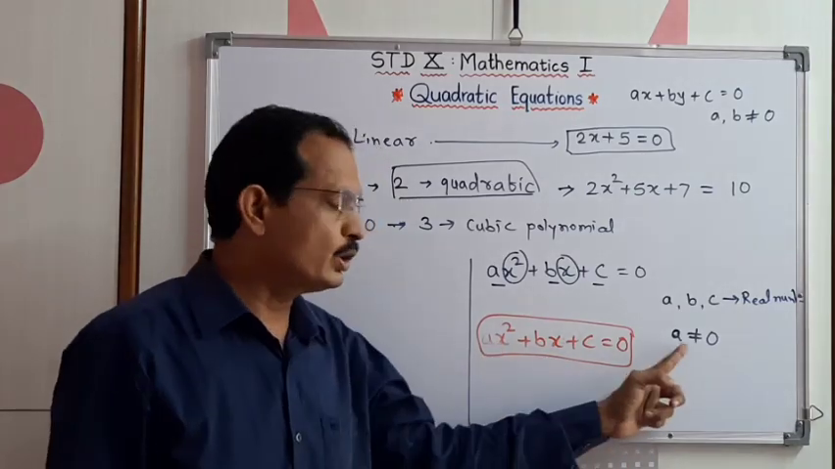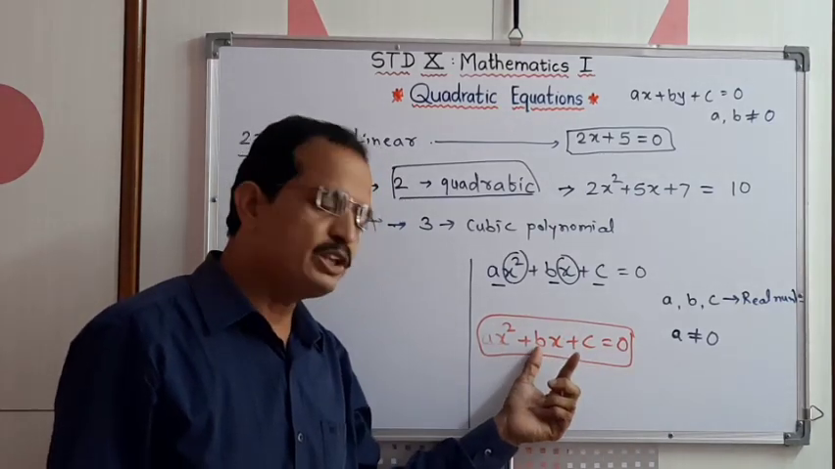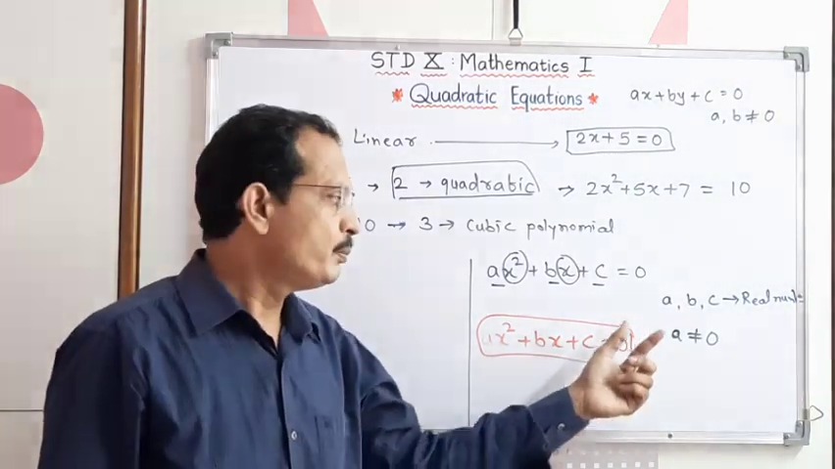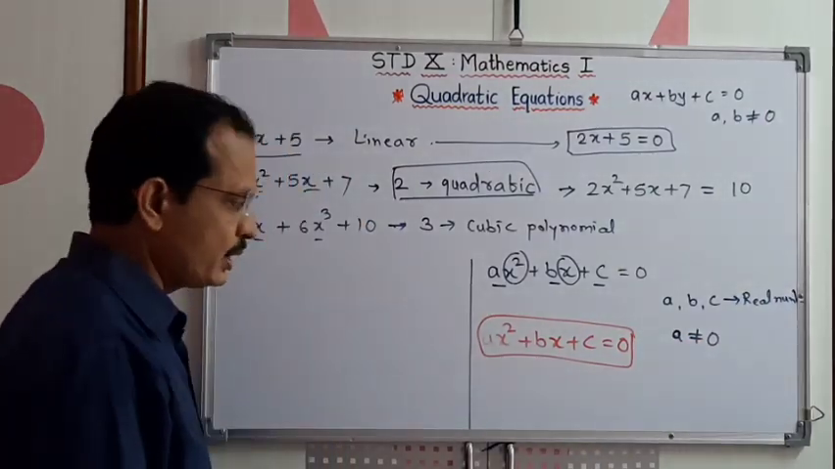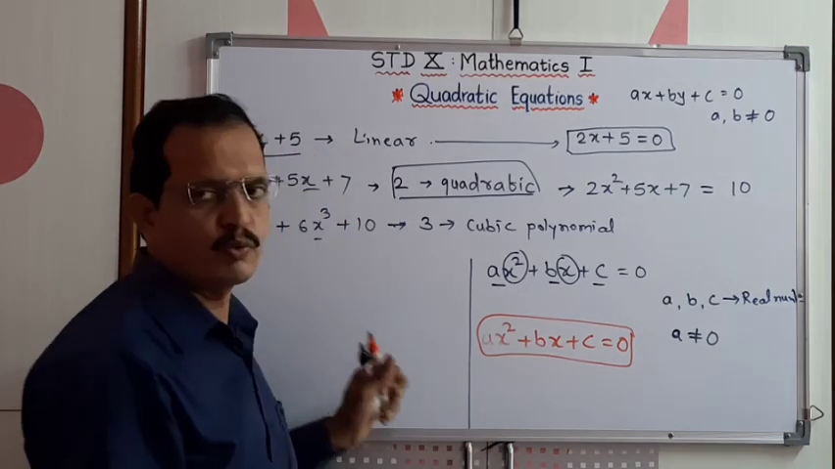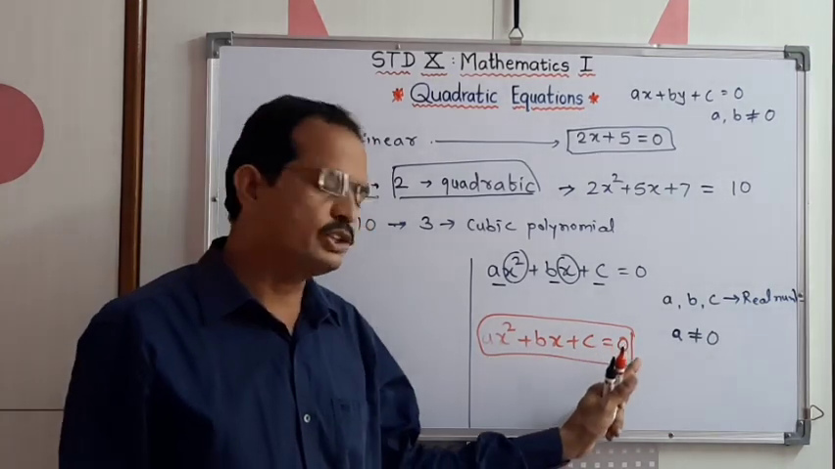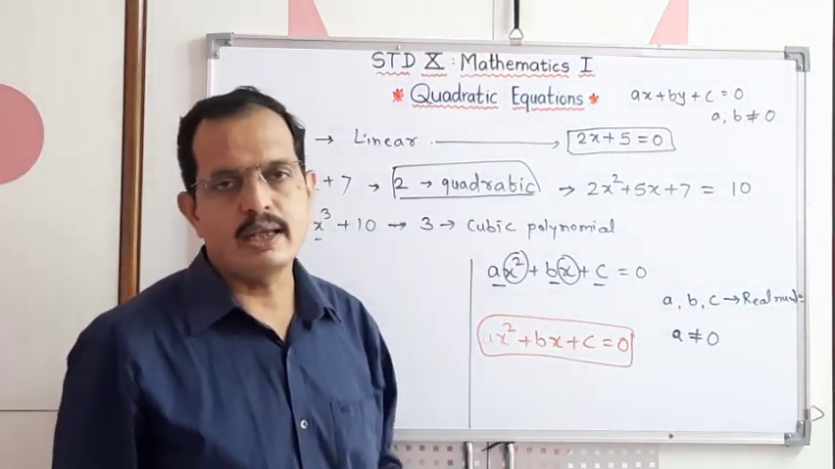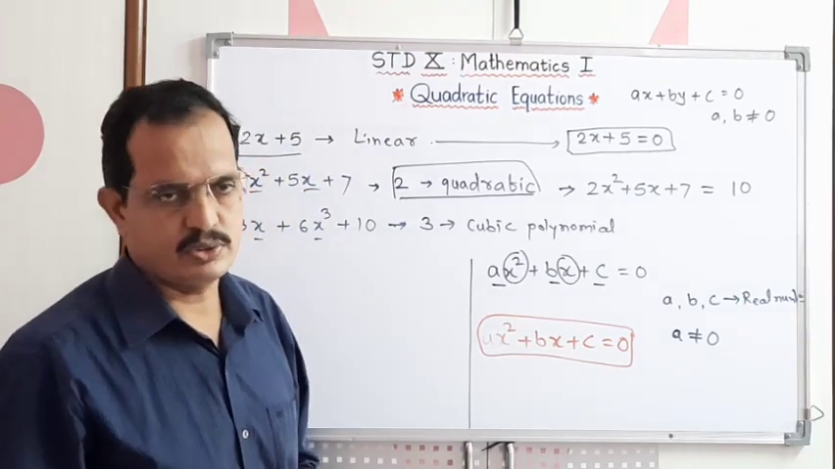A is not equal to 0. Here b may be 0 or c may be 0, but a should not be equal to 0. Then any equation which is written in the form of ax square plus bx is equal to 0 is called a quadratic equation.